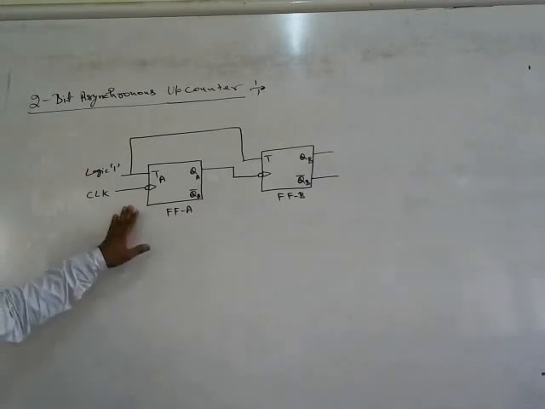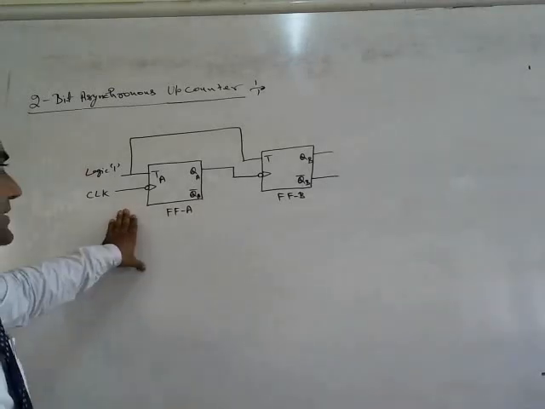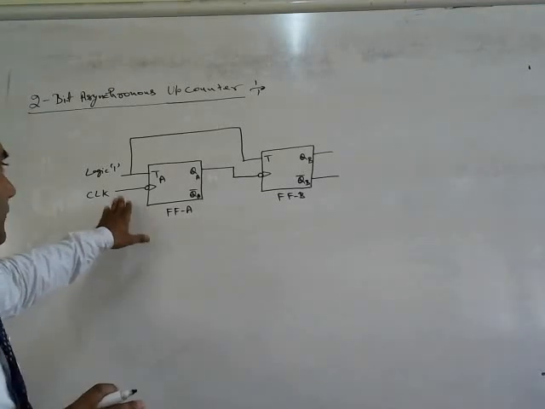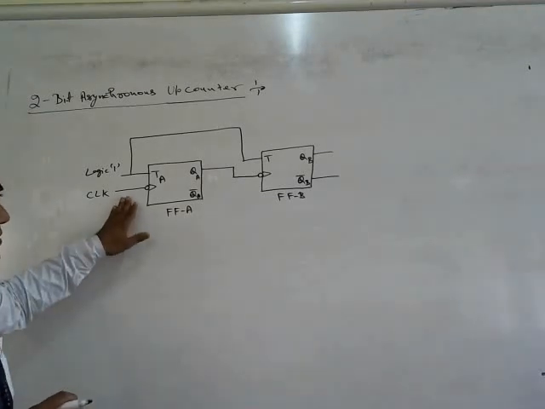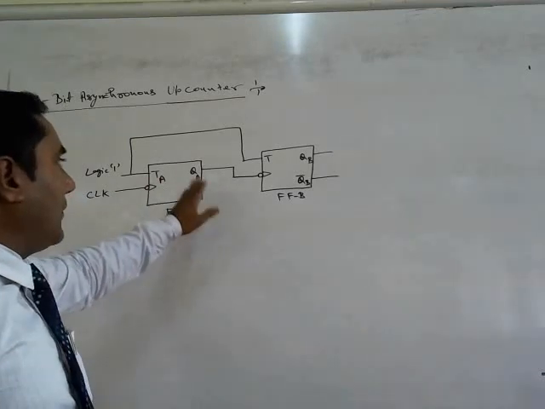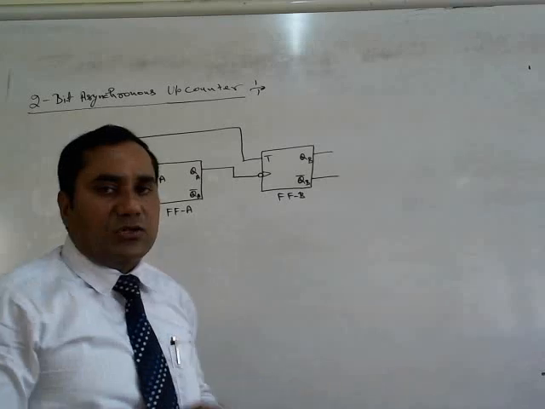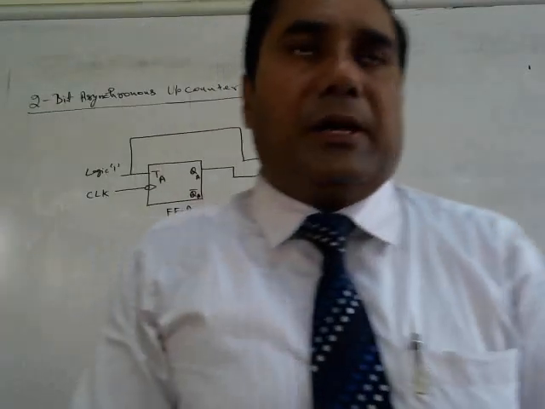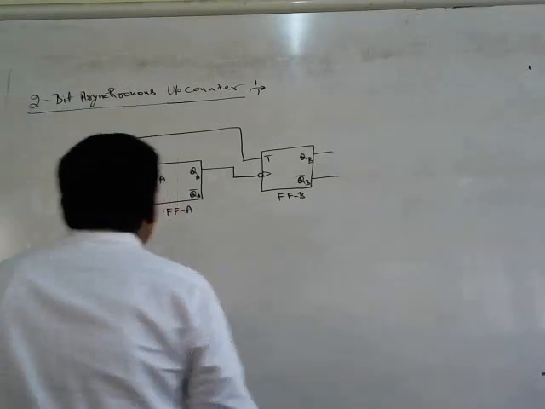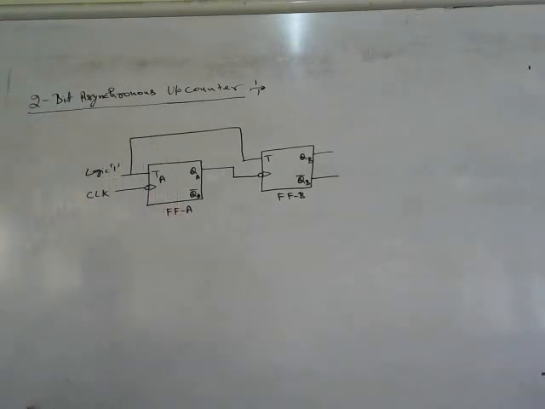Here we see that we have not applied the clock signals simultaneously on both the flip-flops, but we apply the clock signal only to the first flip-flop, and then the output of the first flip-flop is connected to the clock signal of flip-flop B, or you say the second flip-flop. Now we start the working operation of this circuit.